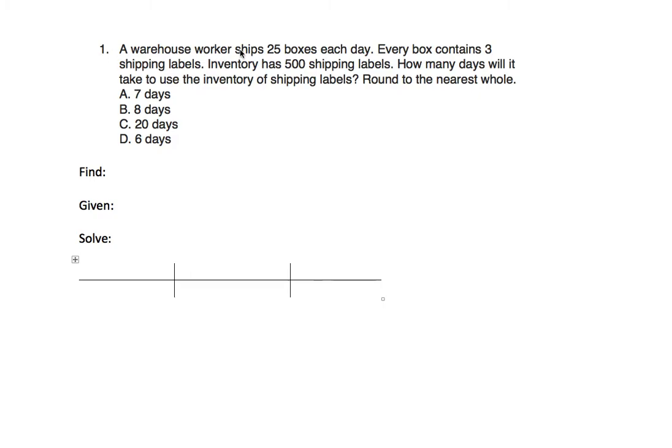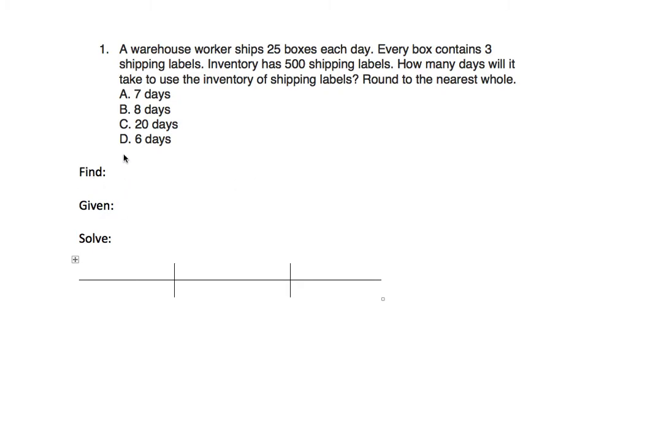So we've got a warehouse worker ships 25 boxes each day. Every box contains 3 shipping labels. Inventory has 500 shipping labels. How many days will it take to use the inventory of shipping labels? Round to the nearest whole.